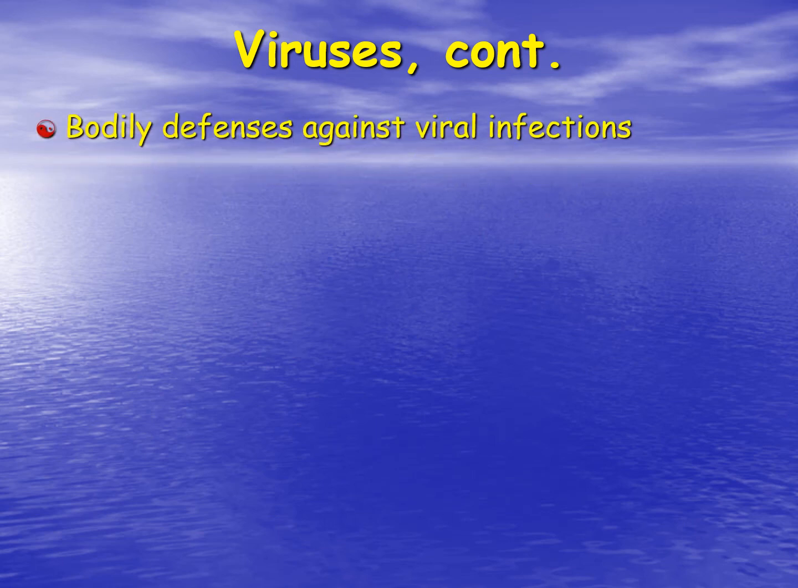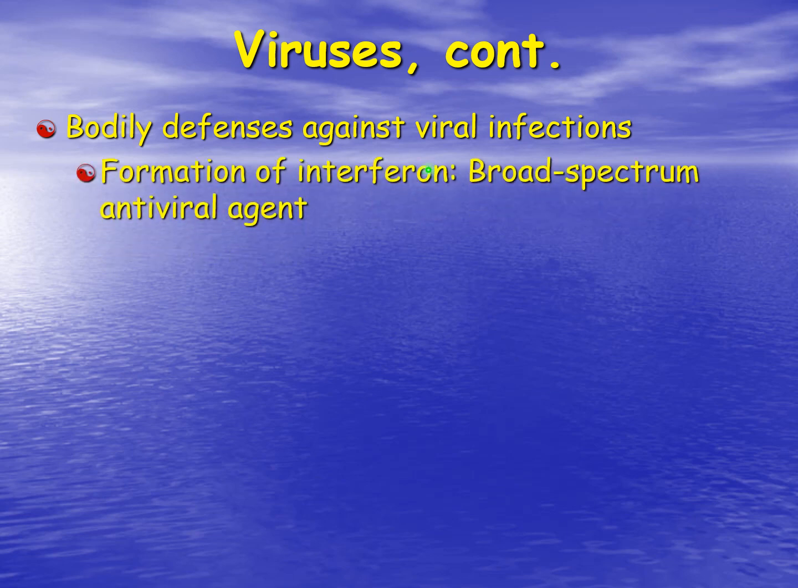Now, how does the body defend against viral infections? Well, there's several different ways in which the body tries to destroy these viruses once they enter the body. One is we can form interferon. This is a broad-spectrum antiviral agent produced by virally infected cells to prevent infection of other potential host cells. And I'll talk about interferon here in just a moment.